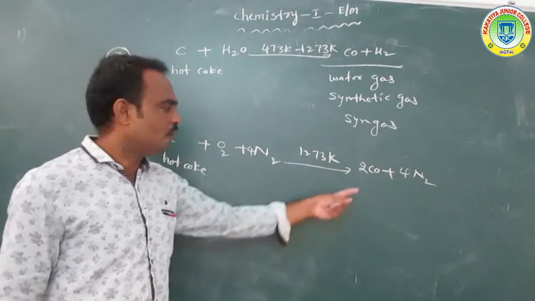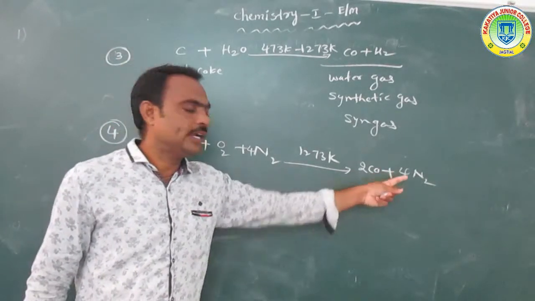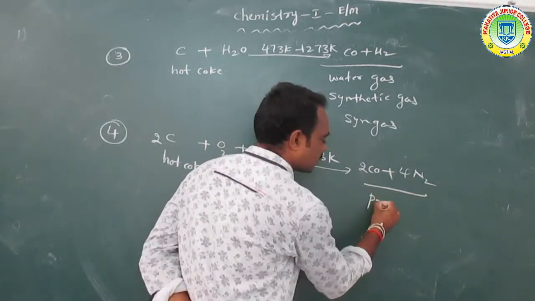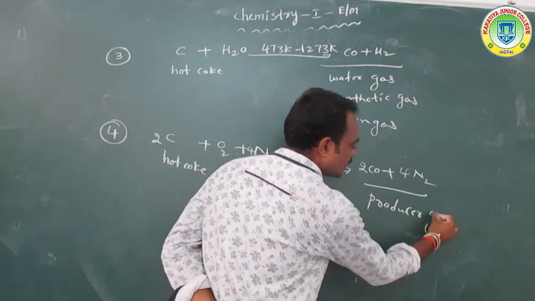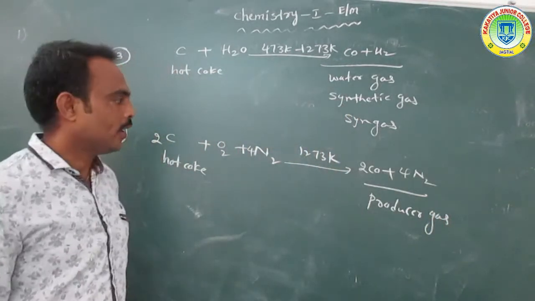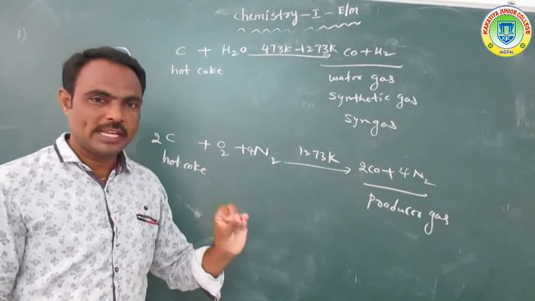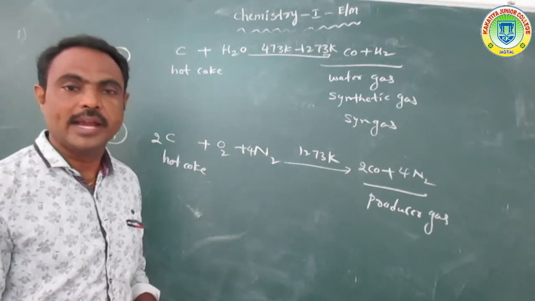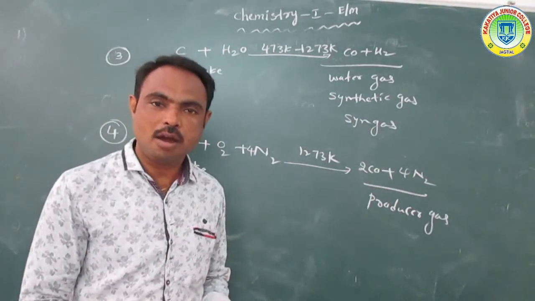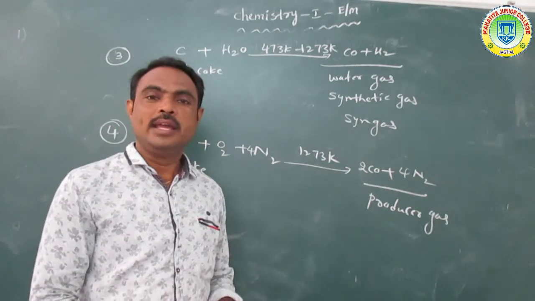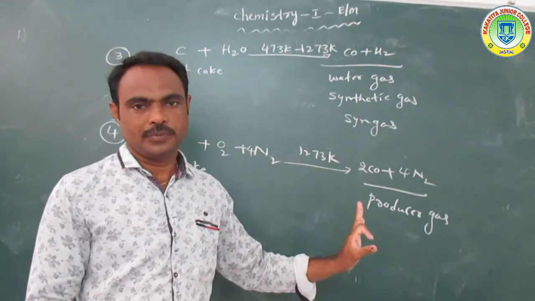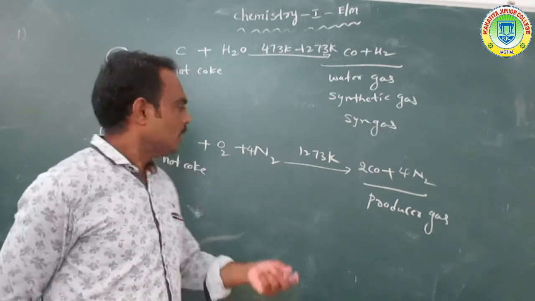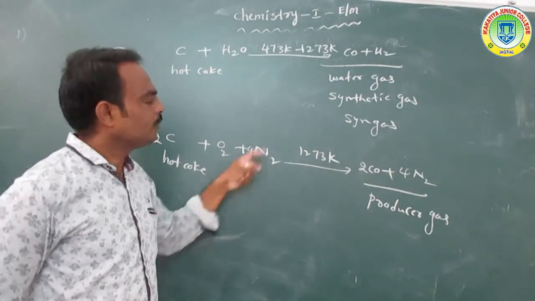The combination of carbon monoxide and nitrogen gas is called producer gas. Okay, so what is producer gas? The mixture of carbon monoxide and nitrogen gas is called producer gas. It is also a good fuel that gives more energy. So it is the fourth preparation.